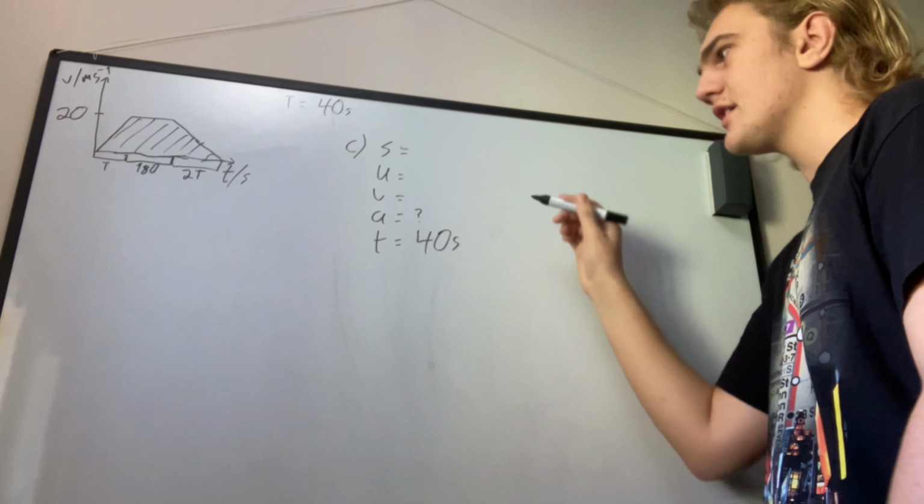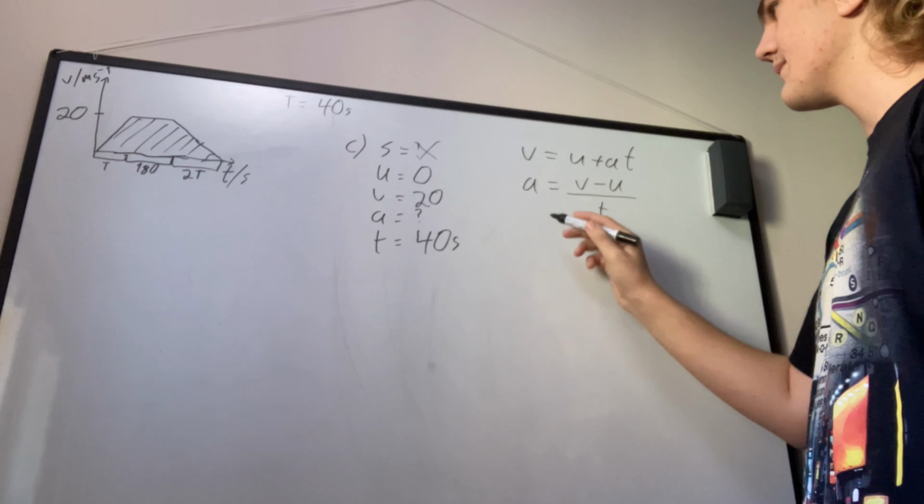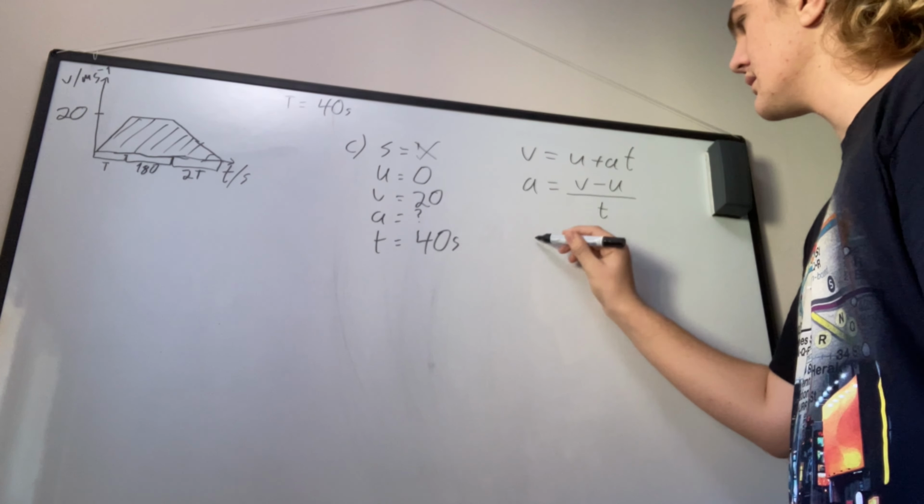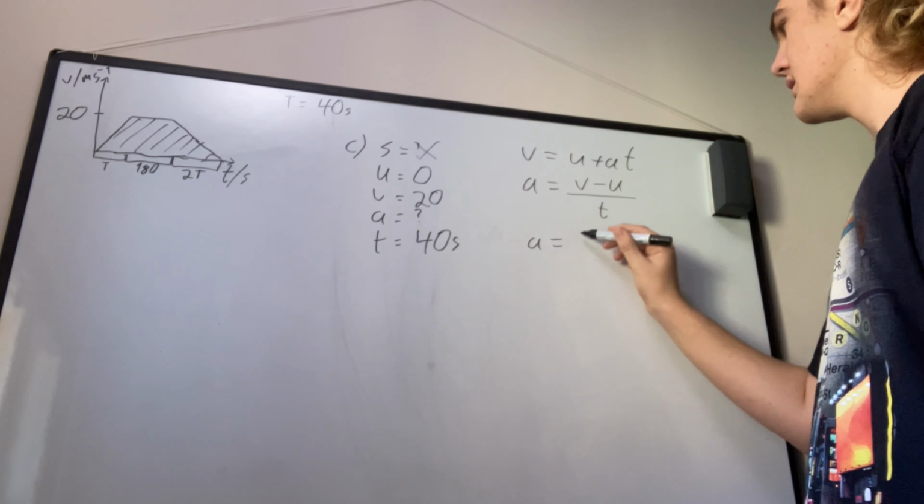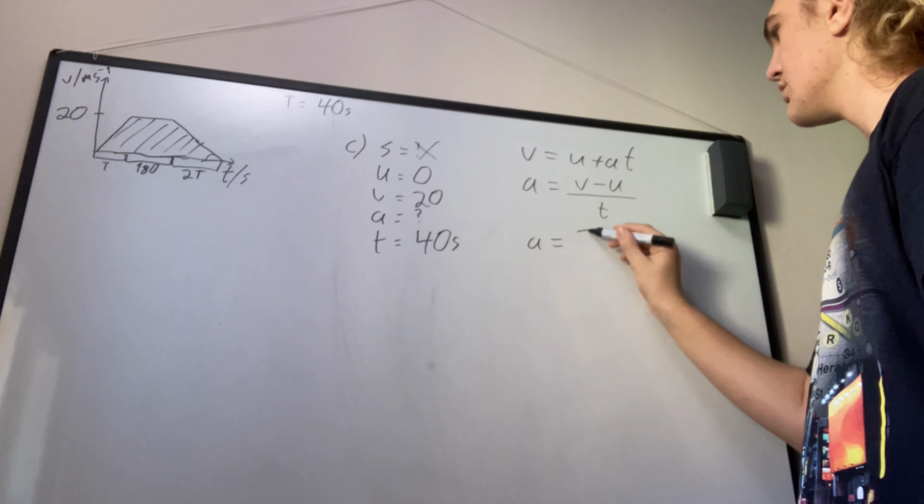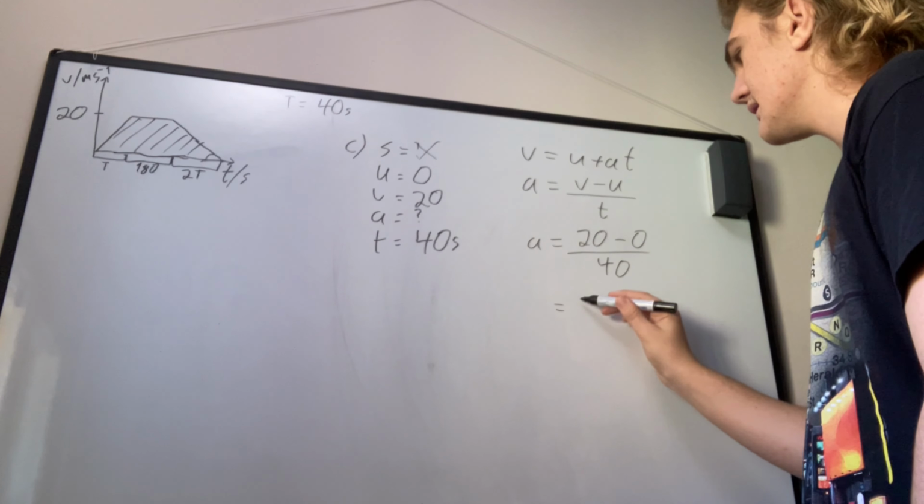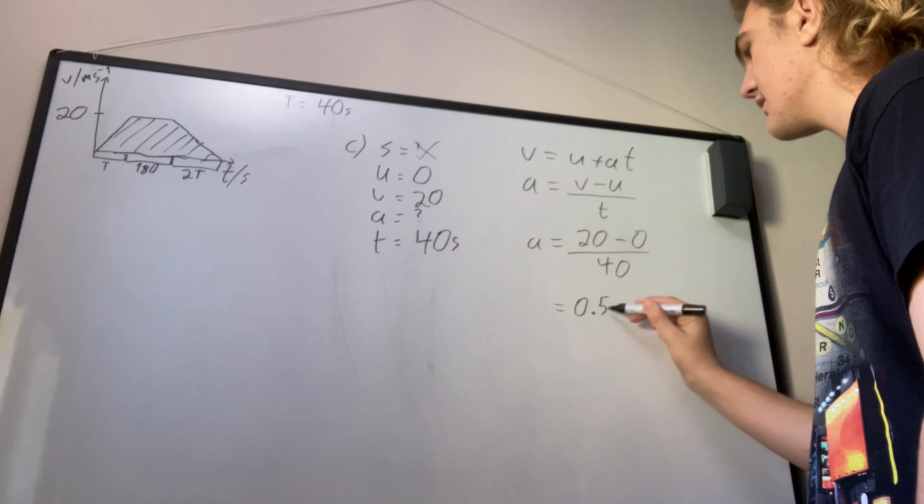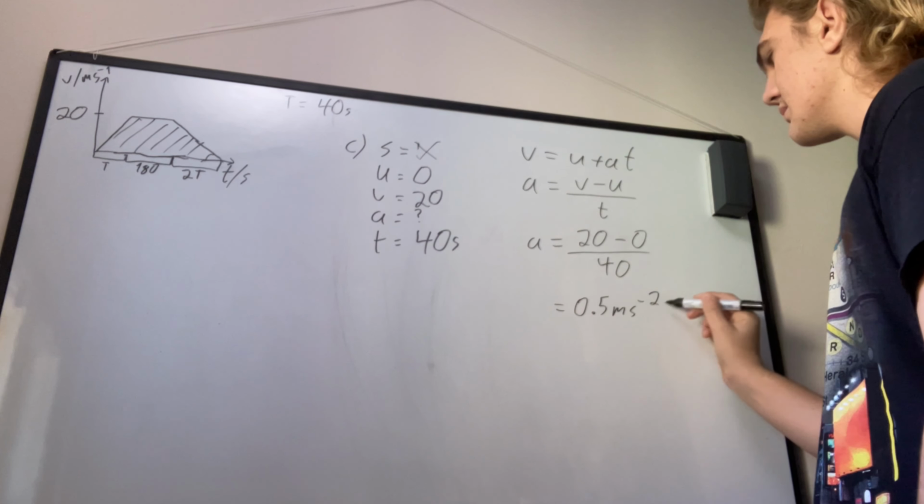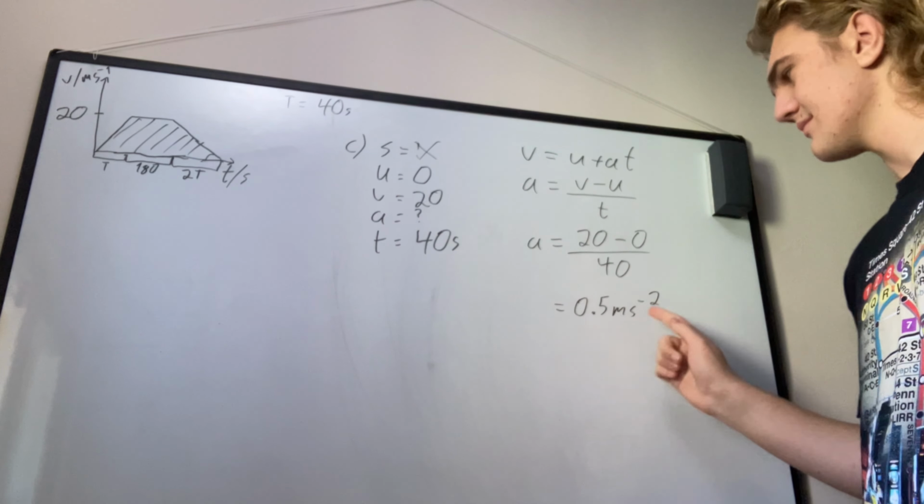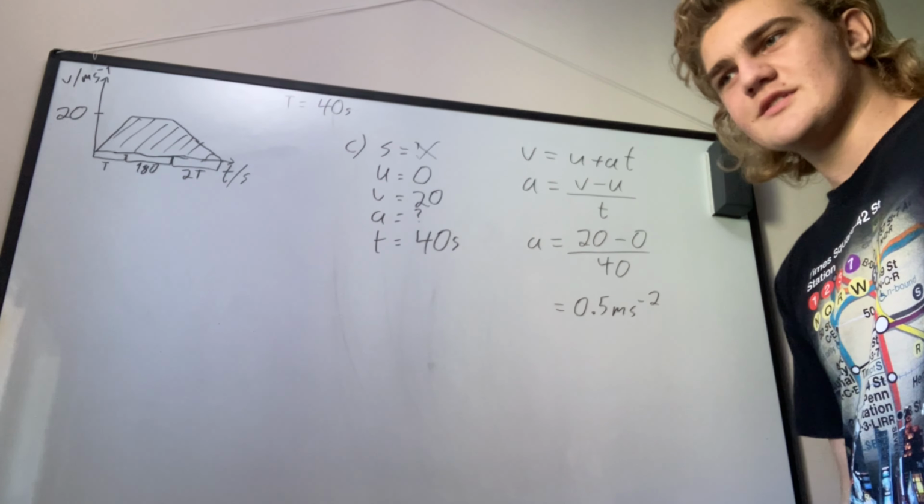So we can use the equation v equals u plus a t, or you can rearrange it to make a the subject, a equals v minus u divided by t. So you get a equals 20 minus 0 divided by 40. 20 minus 0 is just 20, and then 20 divided by 40 is a half, or 0.5 meters per second to the minus 2. And that's your answer for part C.